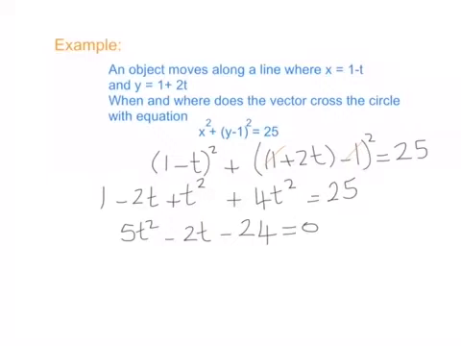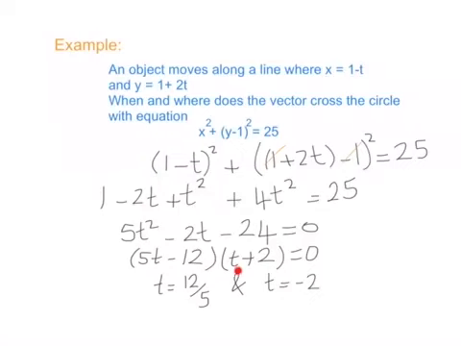By combining like terms, I get a quadratic equation that I can factor or solve with the quadratic formula. This is factorable. After I factor, I get 5t minus 12 for the first factor, and the other one is t plus 2. If I set each one to 0, I get t equals 12 over 5, or t equals negative 2. So this is the answer to when. When does it cross the circle? At 2 units of time ago, and at time 12 over 5.